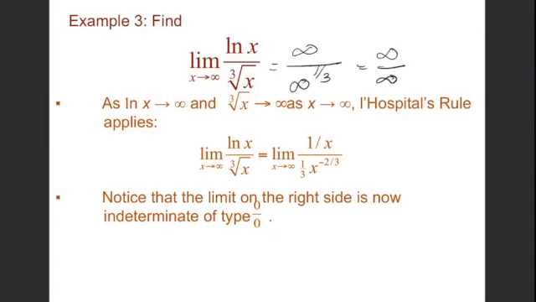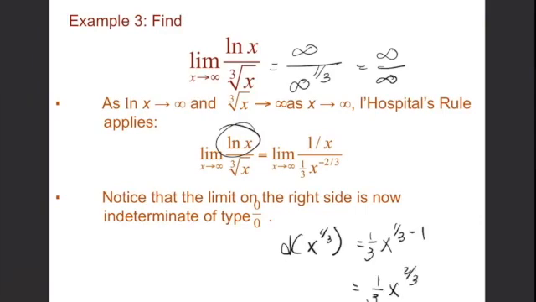Now let's apply L'Hopital's Rule. What is the derivative of ln of x? The derivative is 1 over x. What's the derivative of x to the 1/3? The derivative of that is 1/3, then 1/3 minus 1, so we have 1/3 of x to the negative 2/3. That's why we have it here.